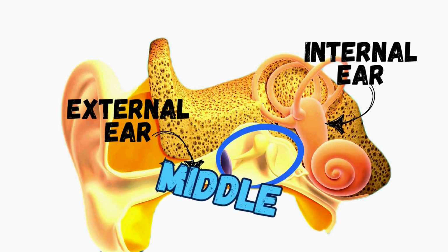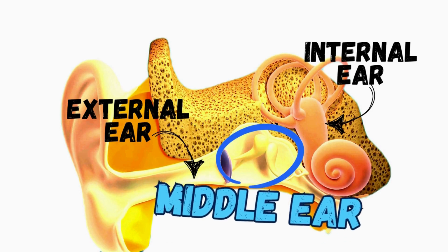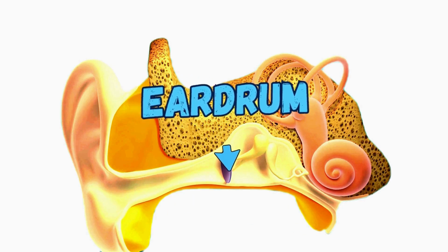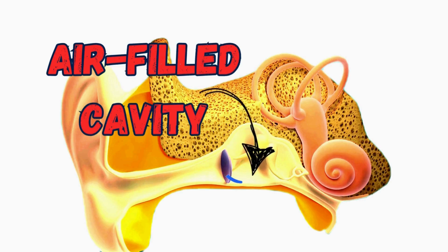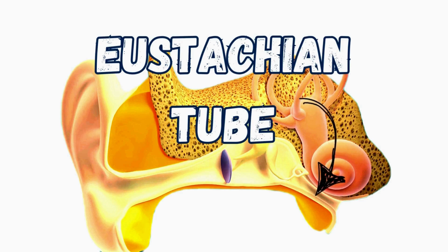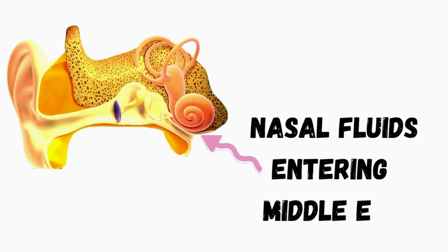These are the three sections of the ear: external, middle, and internal ear sections. The eardrum separates the external ear from the middle ear. The middle ear consists of a small air-filled cavity that is directly connected to the nasal cavity through a narrow canal, which is called the eustachian tube. This narrow tube is originally designed to keep a similar pressure on both sides of the eardrum. However, it can also play a role in entering nasal fluids to the middle ear.